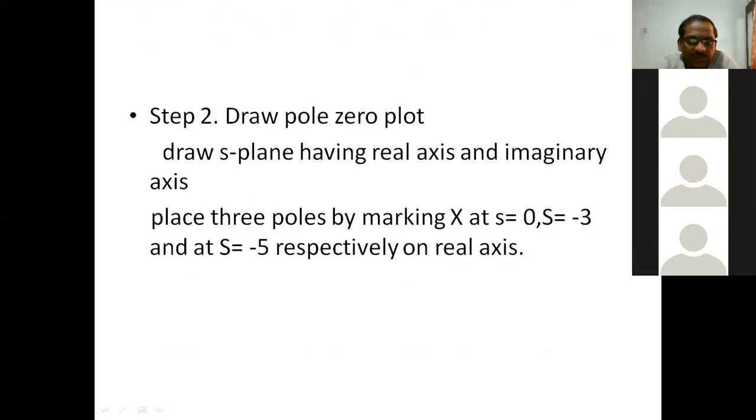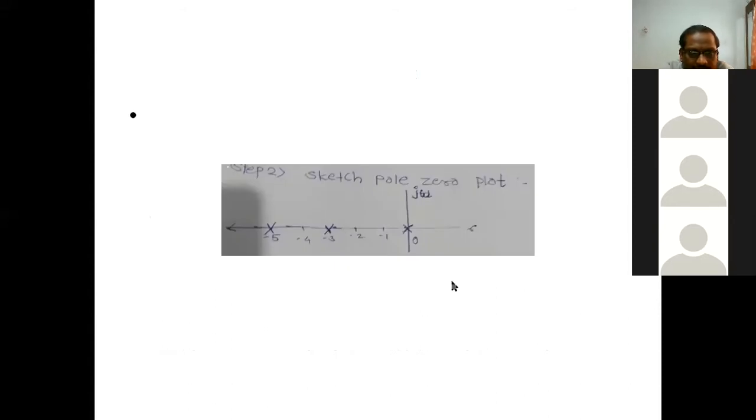So in the second step, you need to draw the pole-zero plot for the given open loop transfer function. You have to locate the given poles and zeros in the s-plane. So there are 3 poles, one at 0, one at -3, one at -5. These 3 poles you will locate on the real axis, and the pole-zero plot will look like this. Okay? First pole, second pole, third pole, and there is no zero.